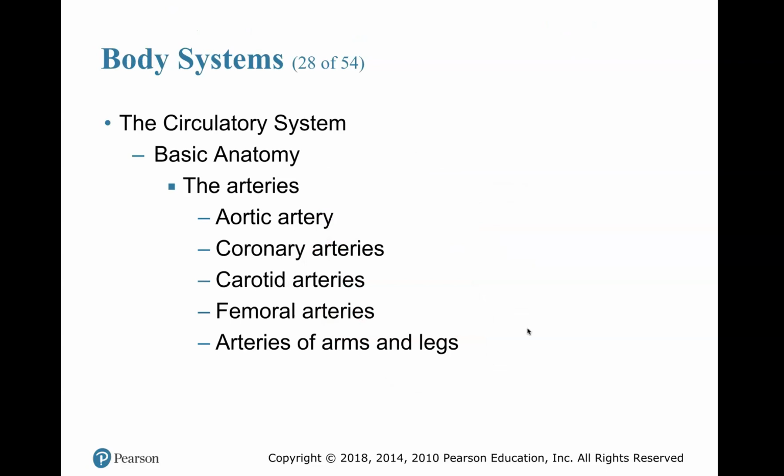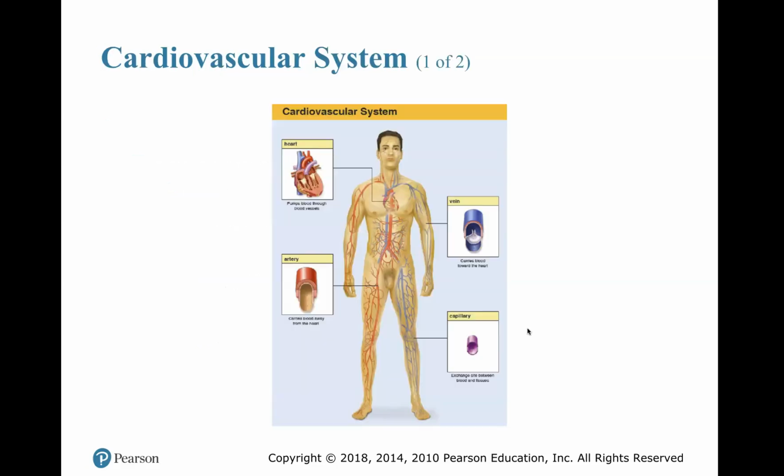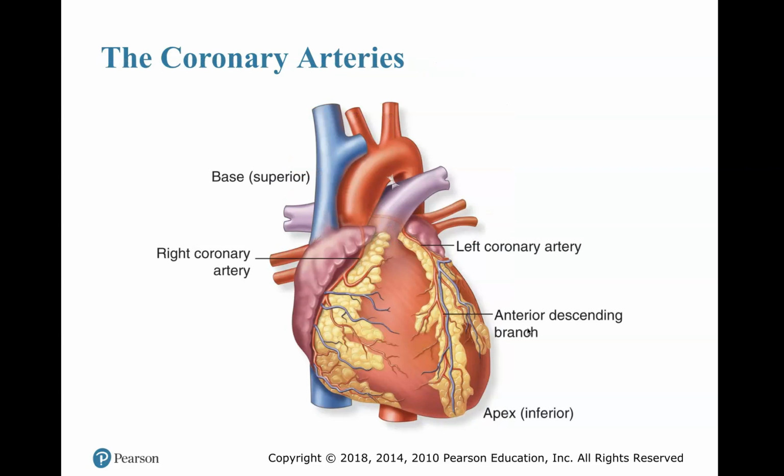The arteries consist of the aortic artery, coronary arteries, carotid arteries, femoral arteries, and arteries of the arms and legs. The red that you see in this picture are the arteries, and the blue are obviously the veins. We also have coronary arteries. They are to supply blood to the heart itself, nowhere else.